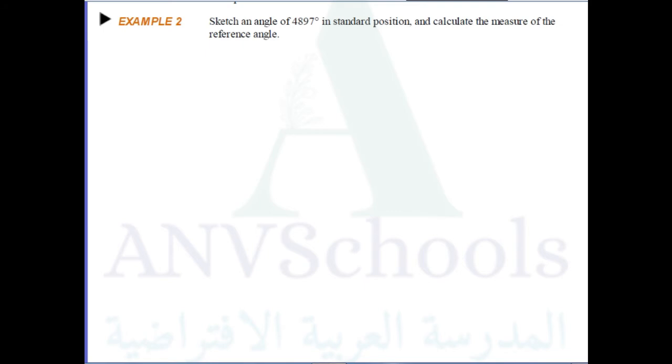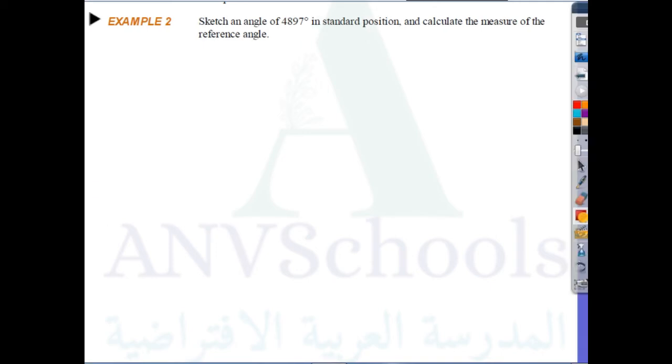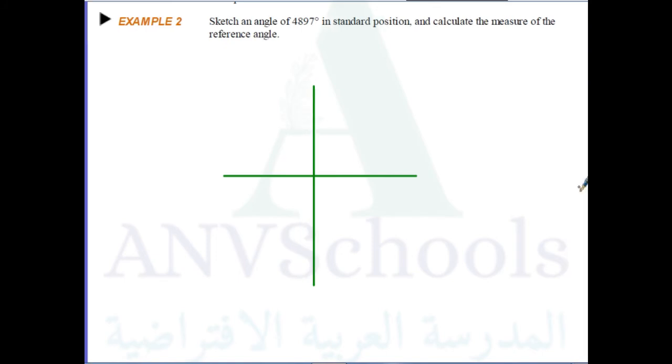Example number 2. Sketch an angle of 4897 degrees in standard position and calculate the measure of the reference angle. Wow, this is a huge degree. It's a bit huge, but don't worry about that, because as long as we understand what reference angle and standard position are, then we could answer this question. So for 4897 degrees, how do we start then?